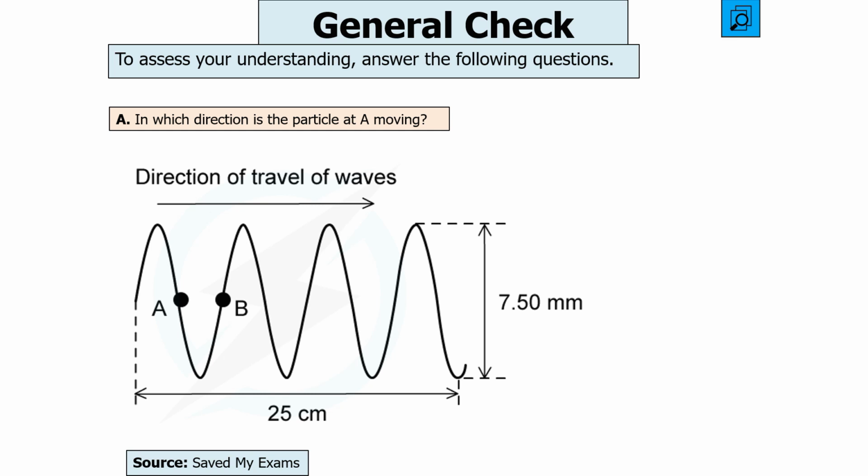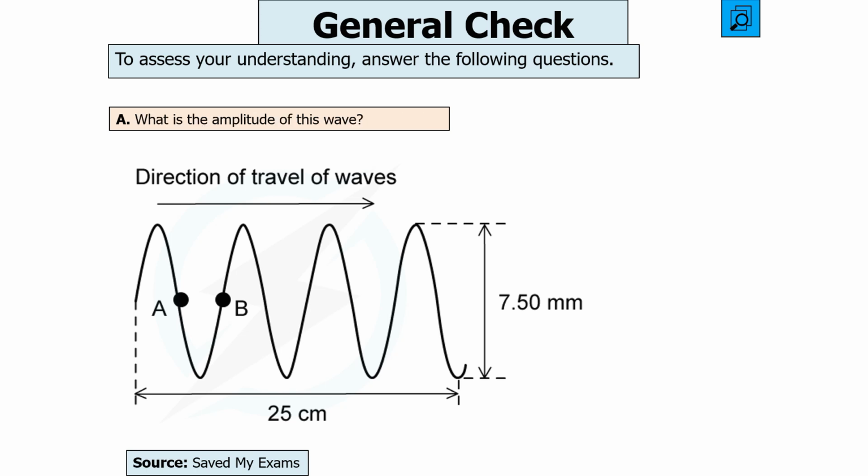In which direction is the particle at A moving? Pause the video now, then unpause the video when you want to go through your answer. By reviewing the wave pattern and how the wave pattern is moving across the particles, you can see that the particle at A will be moving downwards. The next question, in which direction is the particle at B moving? So pause the video now, then unpause the video when you want to go through your answer. Again, by looking at how the wave pattern is moving, the particle at B will be moving upwards.